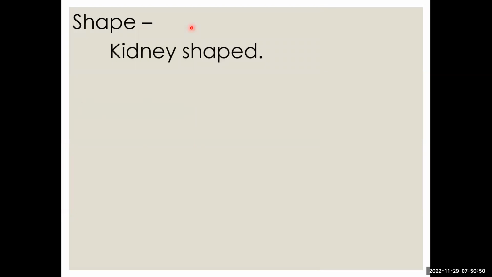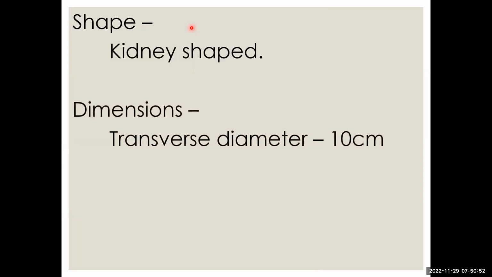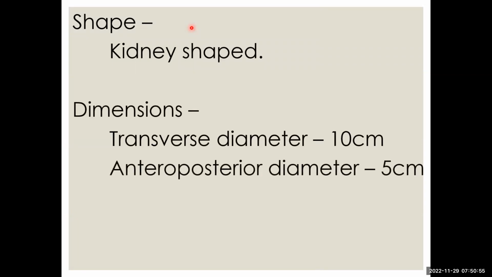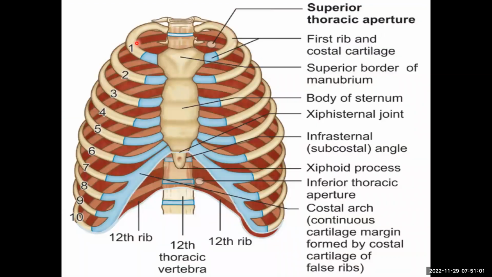Shape: it is kidney shaped. Dimensions: transverse diameter is 10 centimeter and anteroposterior diameter is 5 centimeter. Here the transverse diameter is 10 centimeter, the anteroposterior diameter is 5 centimeter, and the shape is kidney shaped.